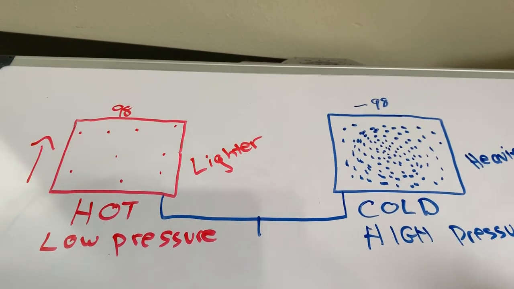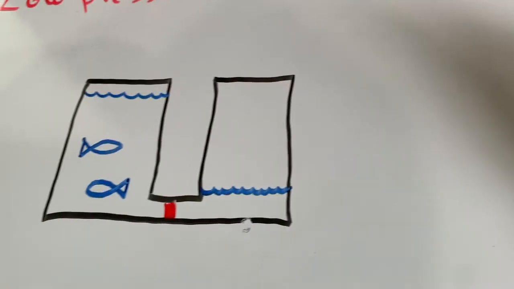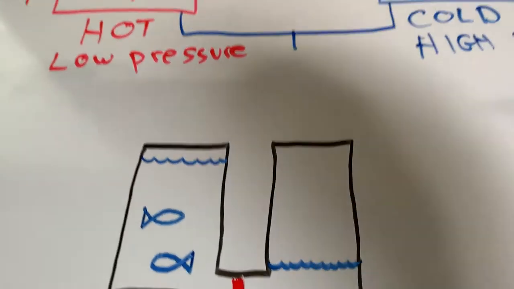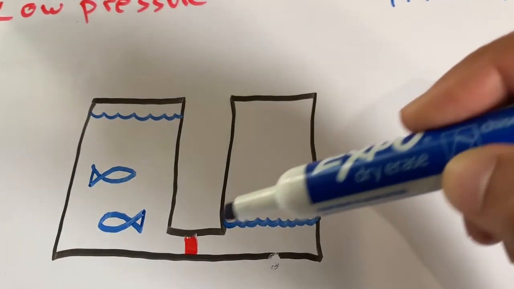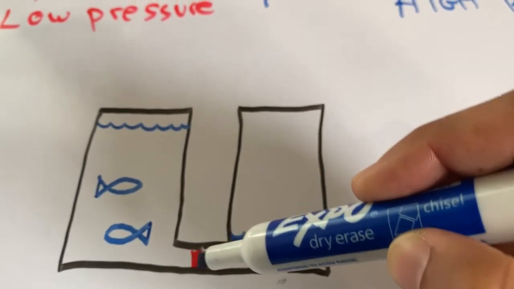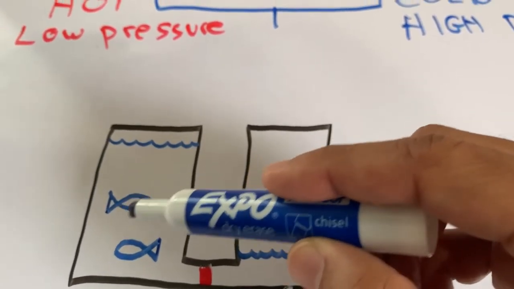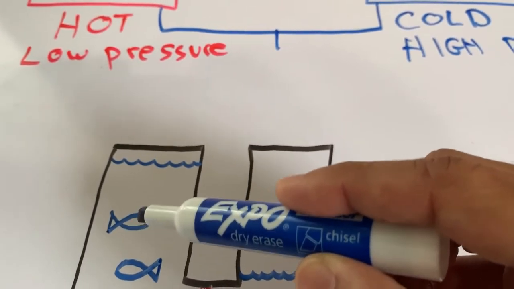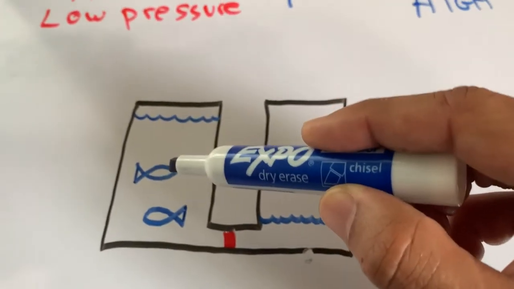Another thing I want to go over that relates to low and high pressure is this right here. You've got two columns of water, right? And they're separated by this little red door right here. Now what happens to all this water? You've got high pressure over here. It's heavier, right? It's more dense over here.